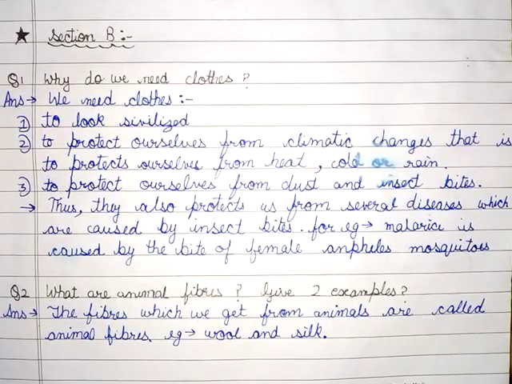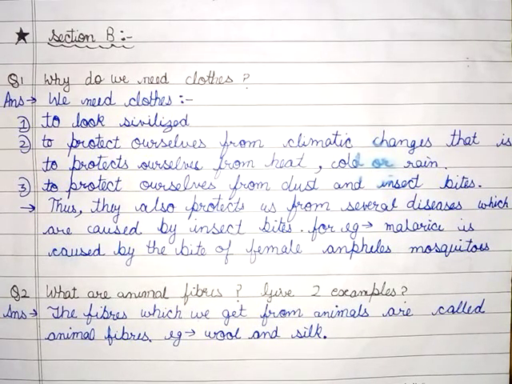Section B. Question number 1. Why do we need clothes? Answer. We need clothes to look civilized, to protect ourselves from climatic changes, that is, to protect ourselves from heat, cold or rain, to protect ourselves from dust and insect bites. Thus, they also protect us from several diseases which are caused by insect bites. For example, malaria, which is caused by the bite of female Anopheles mosquitoes.